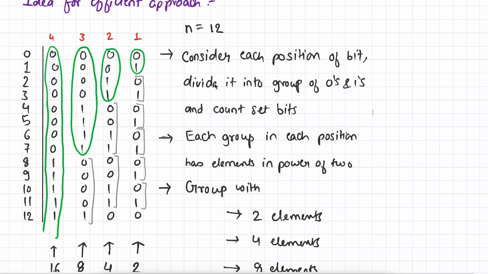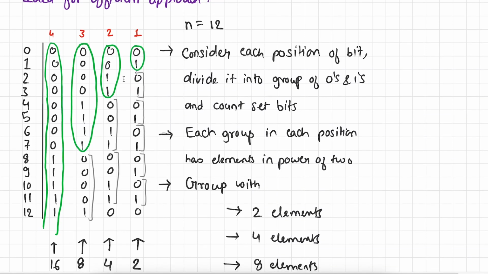After considering one position at a time, we are going to divide these bits into groups of zeros and ones. As you can see, in the first position there are a few groups of zeros and ones. 1, 2, 3, 4, 5, 6. And if you consider the second position, you see there are groups of 4 elements, and in each group there are 4 elements. And in the first position, there are 2 elements.